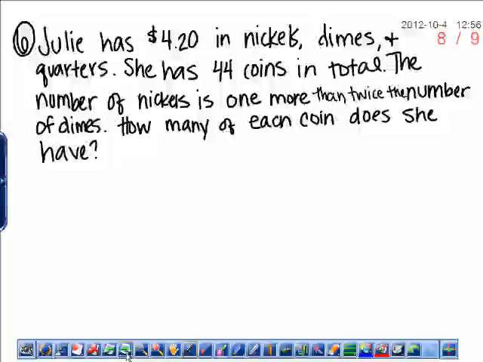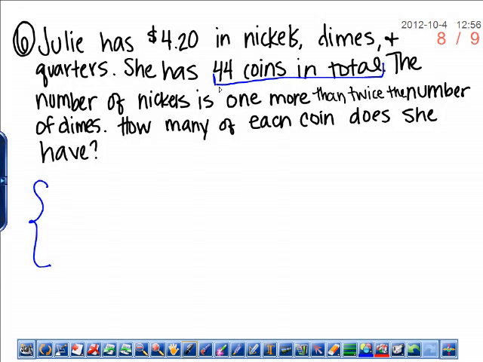All right. So, how many variables do we have? 3. So, how many equations do we need? 3. Okay. Let's do the easy one first. There's 44 coins total. You could, of course, use X, Y, and Z. That's fine. I just want to keep myself a little more organized. It's easier for me to stay organized this way. Okay? All right. How about $4.20 in nickels, dimes, and quarters?